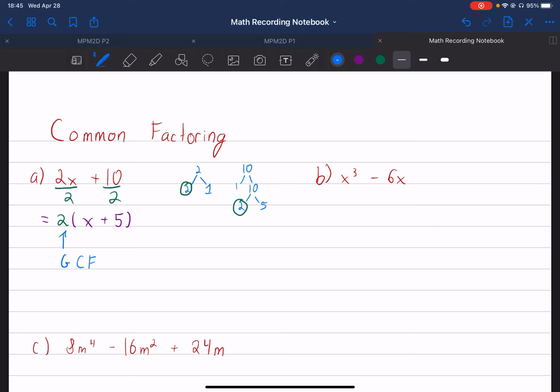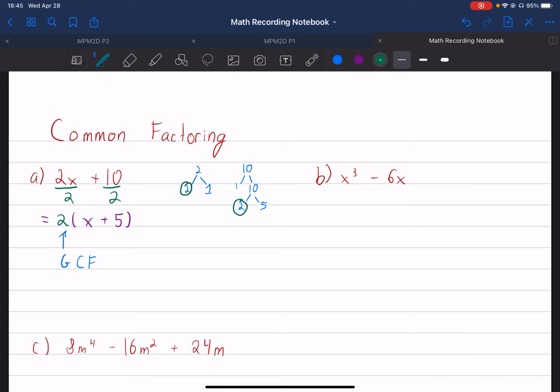Looking at another example, we have here just variables. We can see that we have an x cubed minus a 6x. Now, there's no constant other than 1 in front of the x cubed, so we can't do anything with our constants. But what we do notice that they share is an x. This one has 3 x's multiplying each other, and this one has 1 x. So what we can do for this one is simply remove an x.